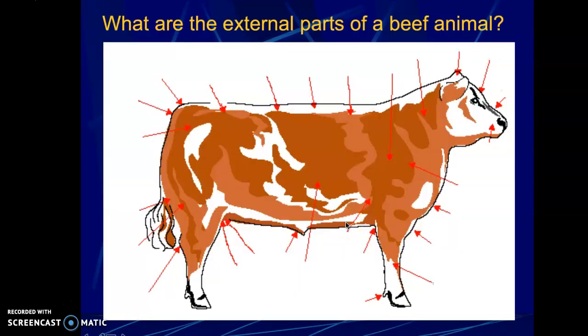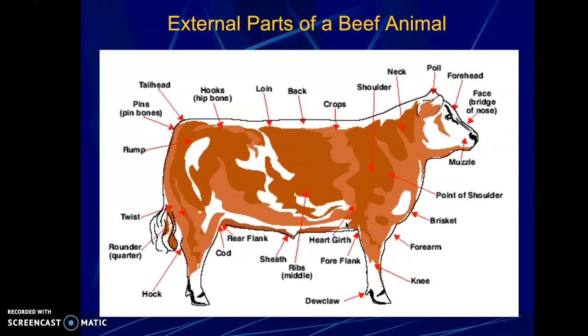Some of the parts of an animal you might recognize, we've talked about for other units. We're not really going to focus too much on this in this unit, but again, the muzzle, crop, loin, tail, hock, those are all things that we have talked about in other units.